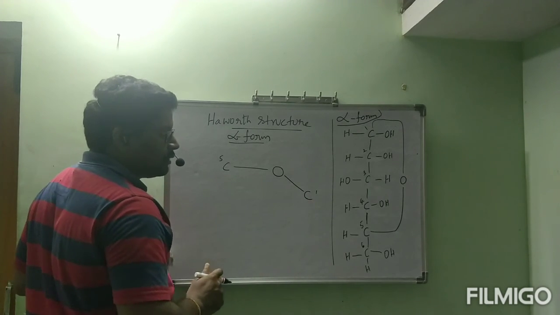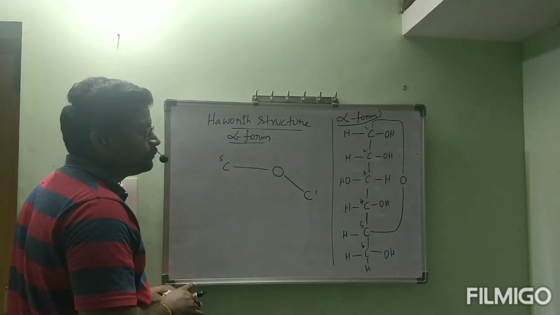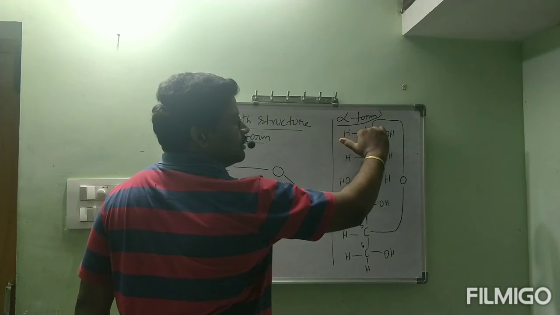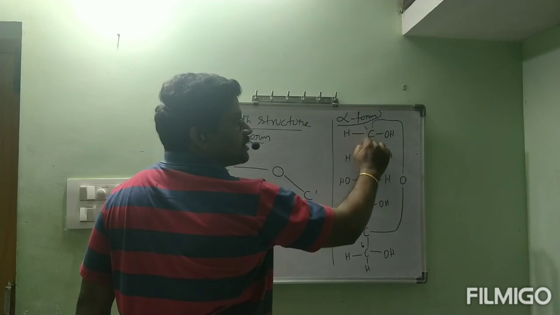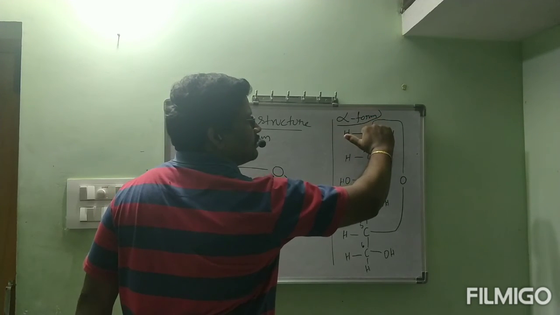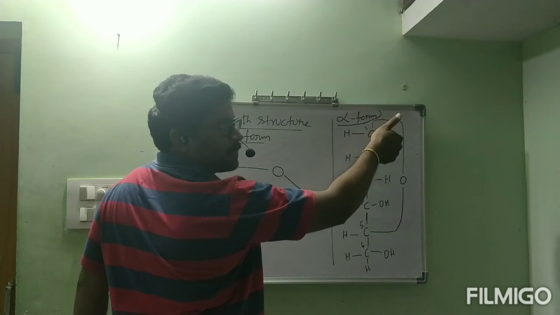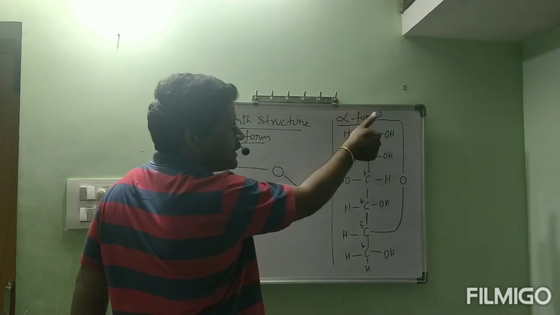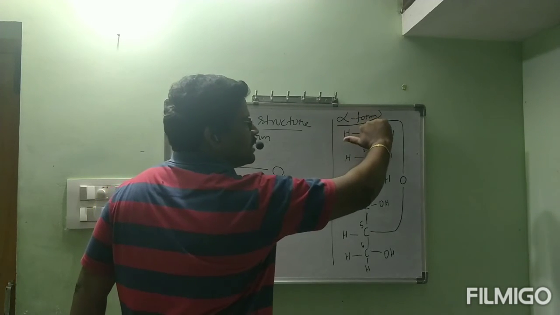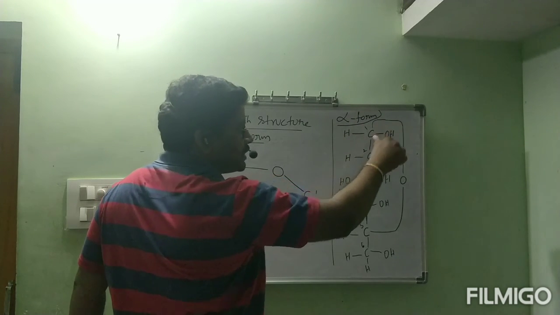Okay, now what is going to happen? See, observe. This is first carbon. Let us turn like this, clockwise direction. First carbon rotate like this, means not carbon, hydrogens. This hydrogen will come above, OH is coming below.